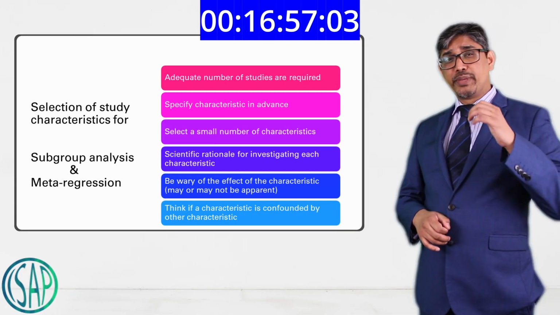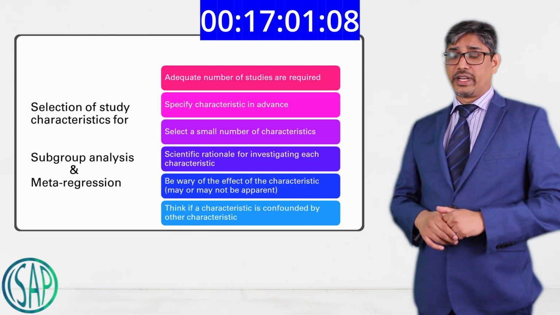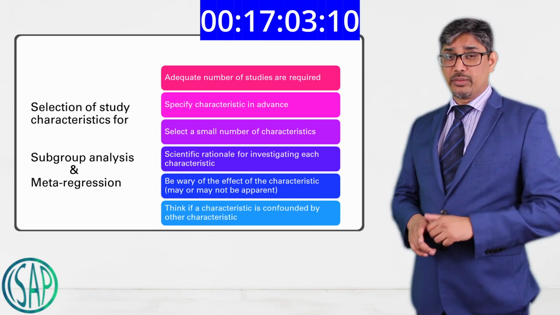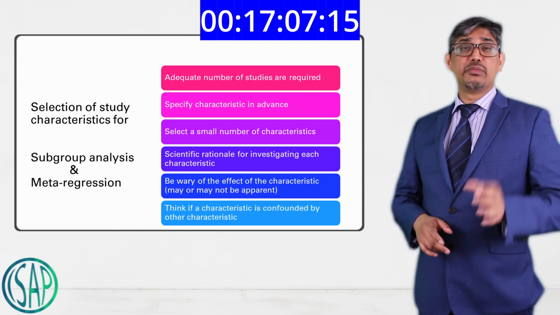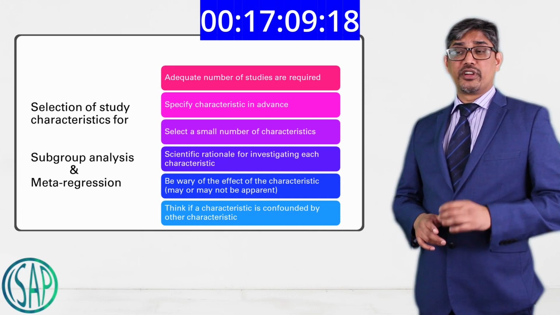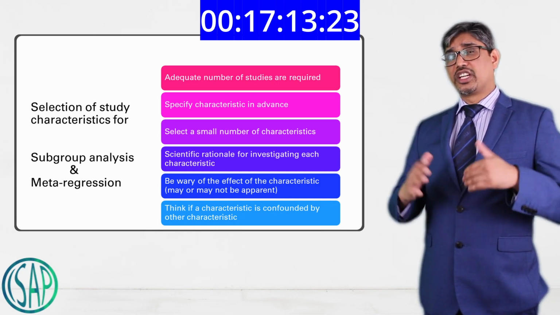You need to specify in advance the characteristics which you're going to include in subgroup analysis. For example, what are the input variables and how many? Try to keep them to the minimum possible. Select a small number of study characteristics. And also never select input variables which have a confounding effect.